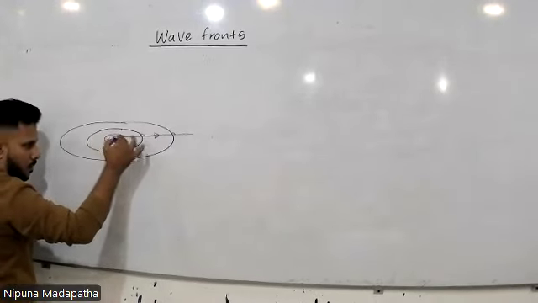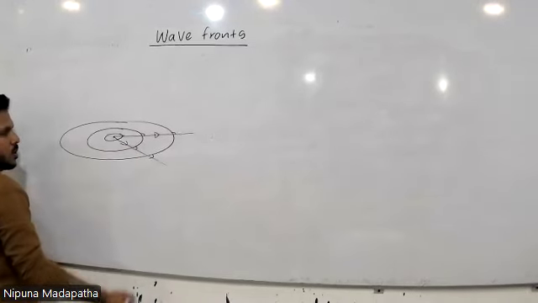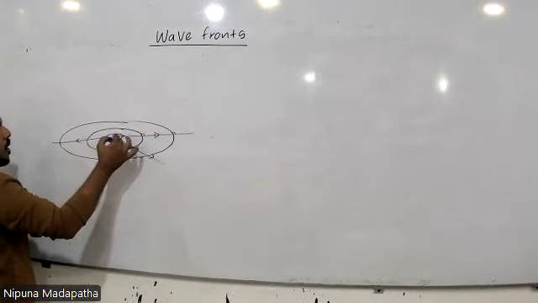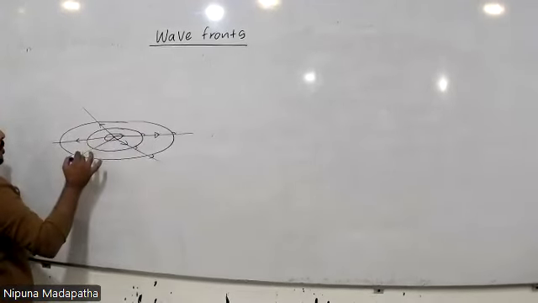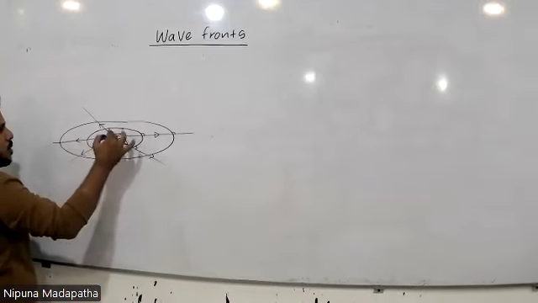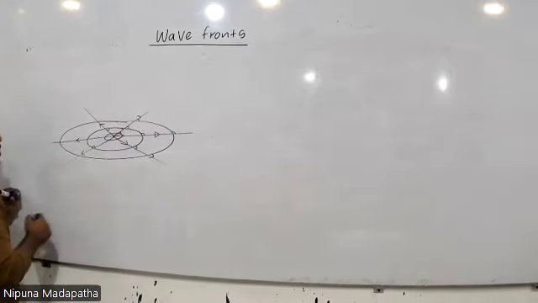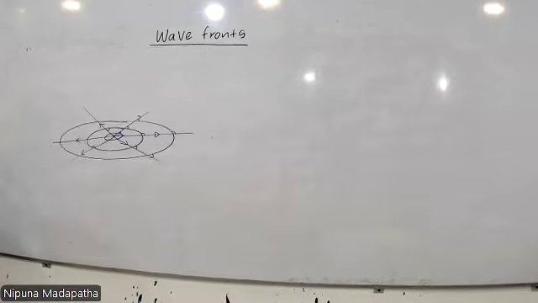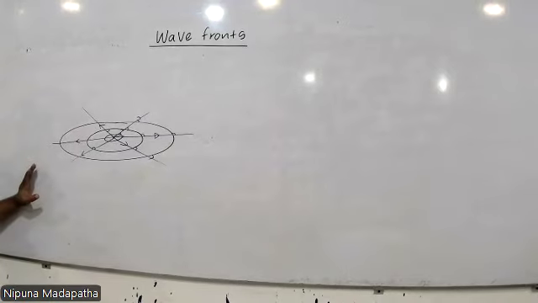So if we take this direction, the wavefronts must be normal to the direction the wave travels. The wave moves normal to the wavefront. And you can draw an infinite number of wavefronts.